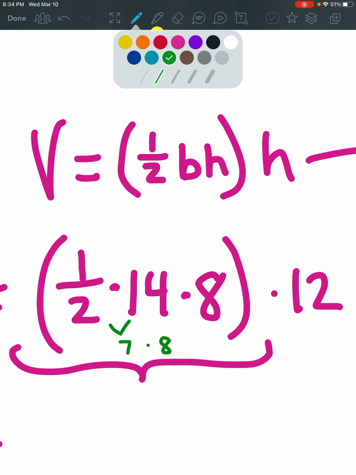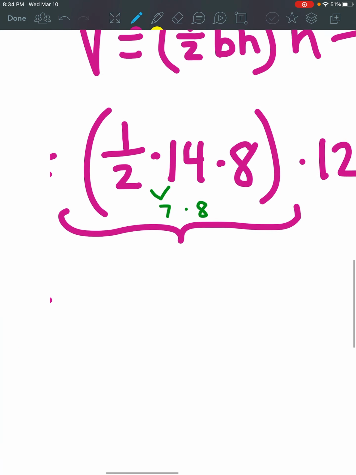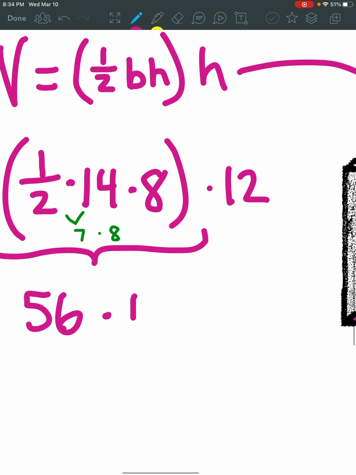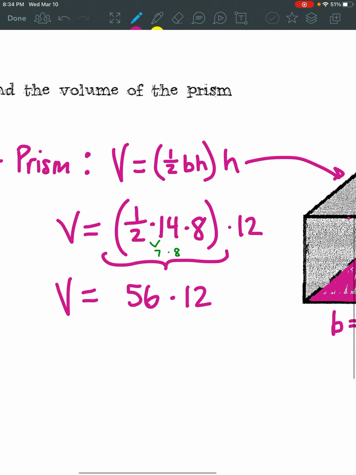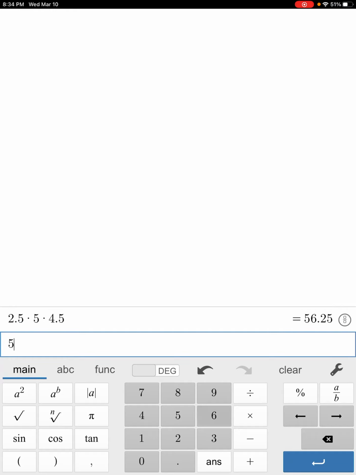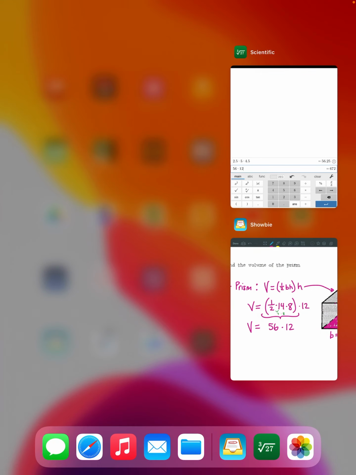So then all we have to do is 7 times 8 to find the area of that triangle, which would be 56. So the area of the triangle is 56, and then multiply by the height of the prism, 12. So 56 times 12 will give us the volume of our prism. So we'll do 56 times 12, and we get 672.